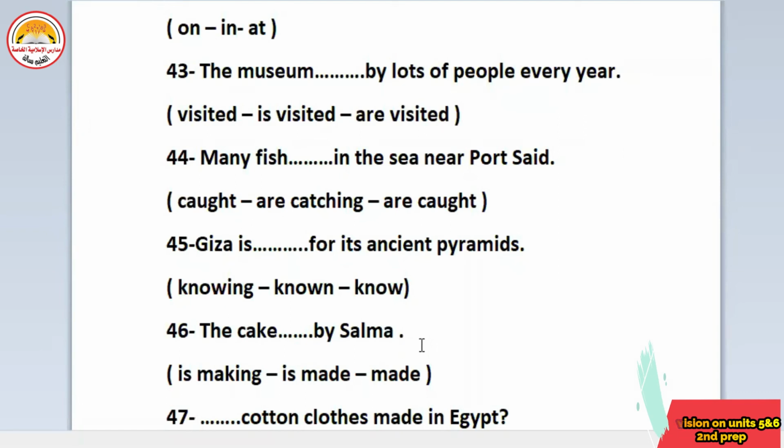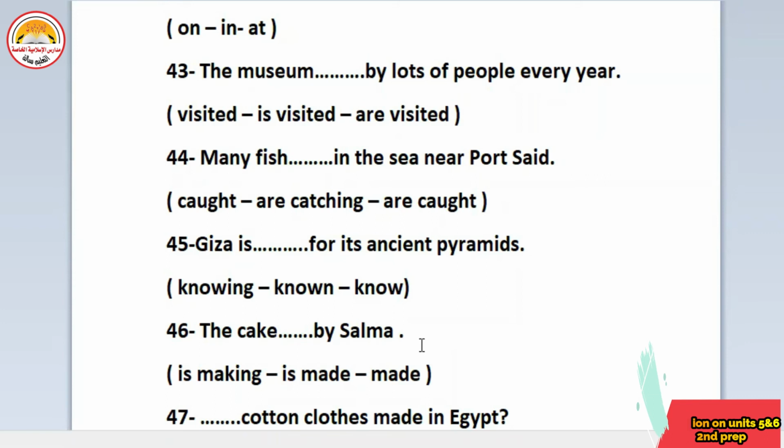Number 45, Basmala Al-Husseini, welcome Basmala. Where are you? Okay. Giza is known for its ancient pyramids. Yeah, Giza is known. Known, very good Basmala. Very good, thank you, it's correct. So here Giza is known for its ancient pyramids, okay, thank you.